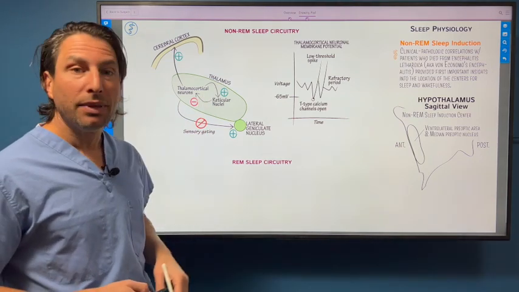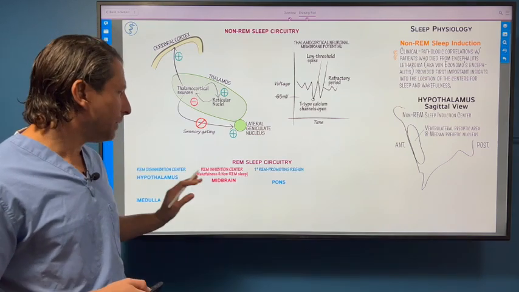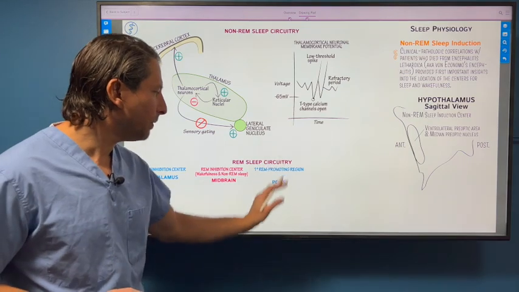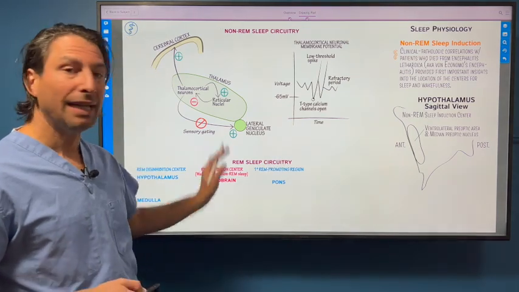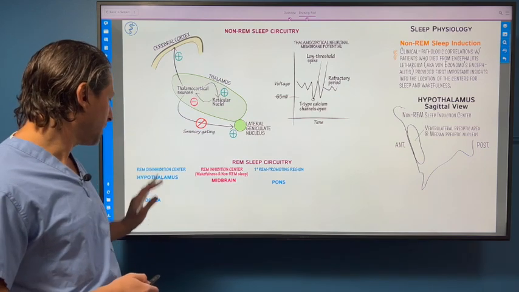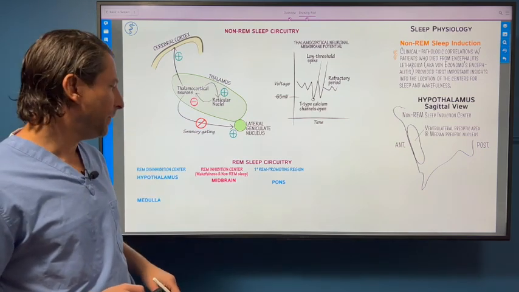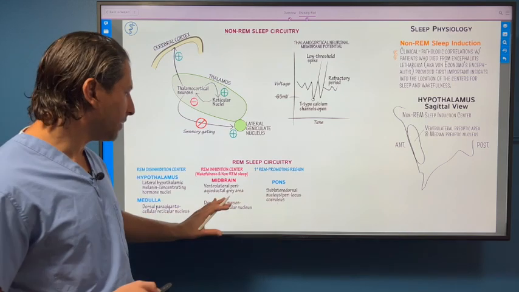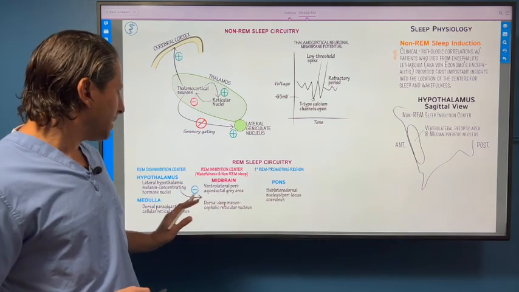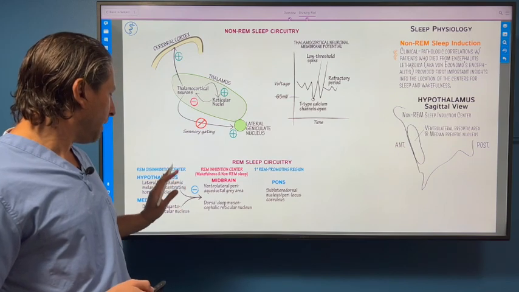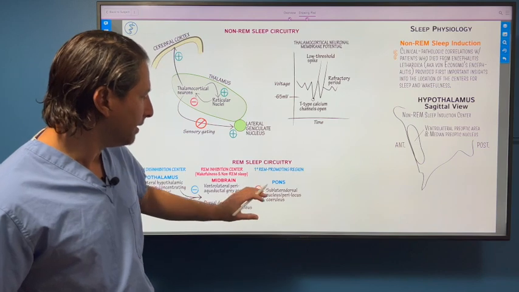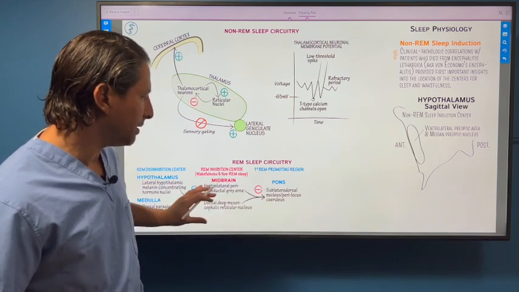Let's move on to REM circuitry here. So this is fairly complicated circuitry. We have a REM promoting region in the pons. We have an inhibition center in the midbrain, and then we have disinhibition centers coming out of the hypothalamus and the medulla. And then we have these specific neuronal pools, which you can learn on your own. There's inhibition via the hypothalamus and medulla on the midbrain, which is inhibiting the pons. So there's overall disinhibition here.